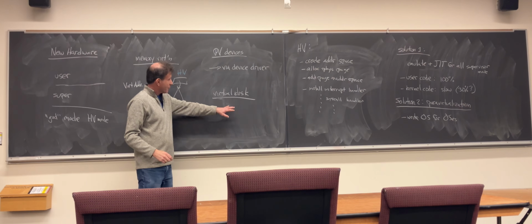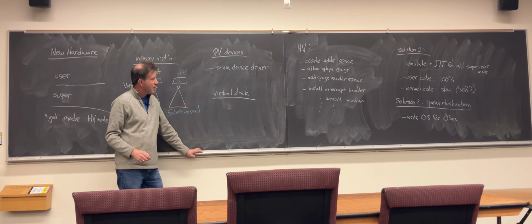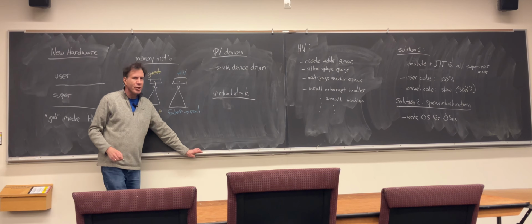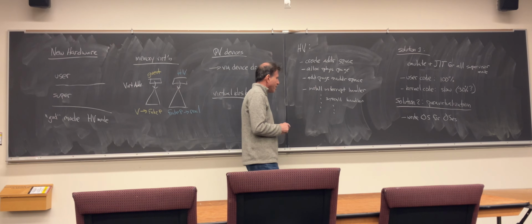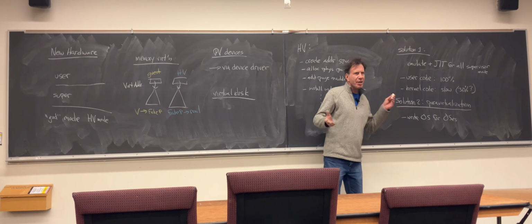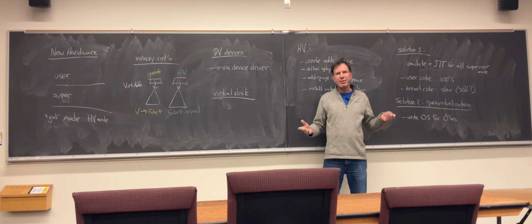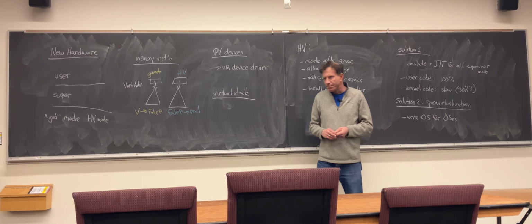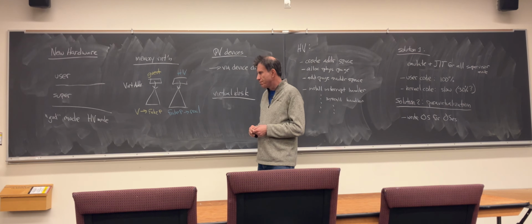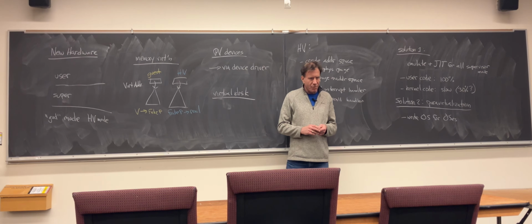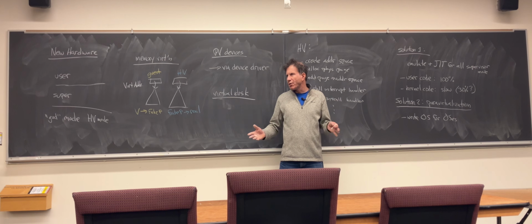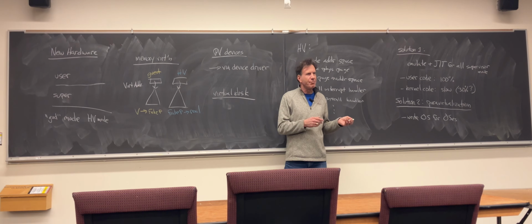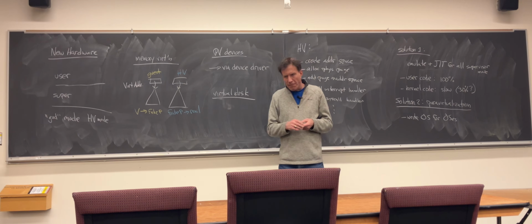So for a virtual disk, the easiest way to do it is you just have a single disk, a single file. If you want a 10 gigabyte virtual disk, you create a 10 gigabyte file. To write a block, you write to the right offset in the file. To read a block, you read from it.